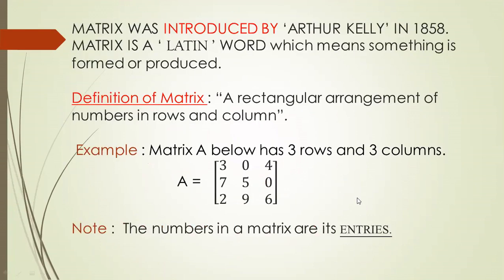Basically, matrices were introduced by Arthur Cayley in 1858. Matrix is a Latin word which means something is formed or produced. The definition of a matrix is a rectangular arrangement of numbers in rows and columns. You can see this example of a matrix which has 3 rows and 3 columns, and the numbers inside this matrix are called entries.